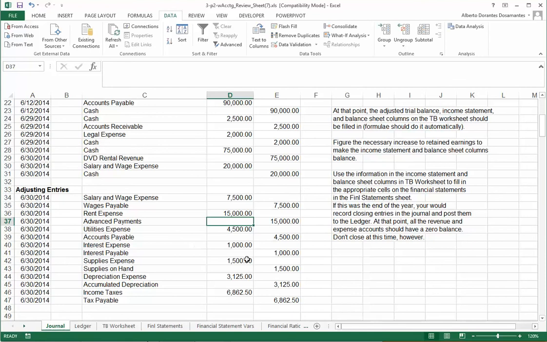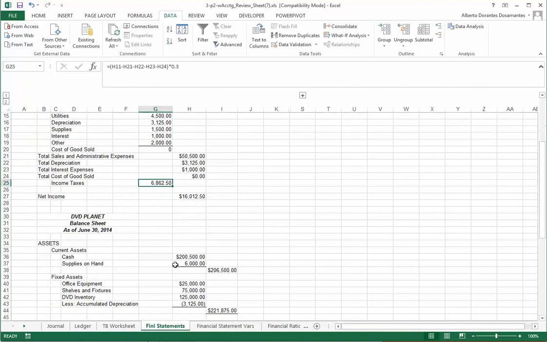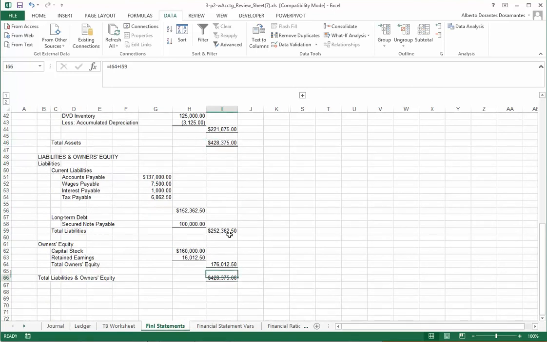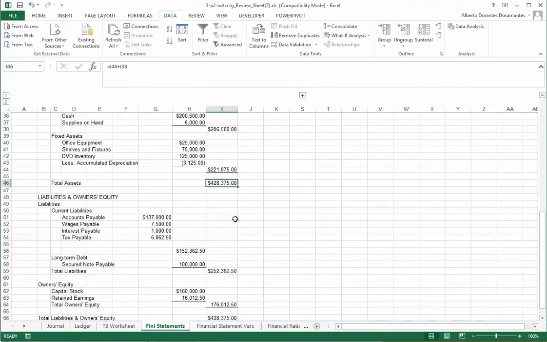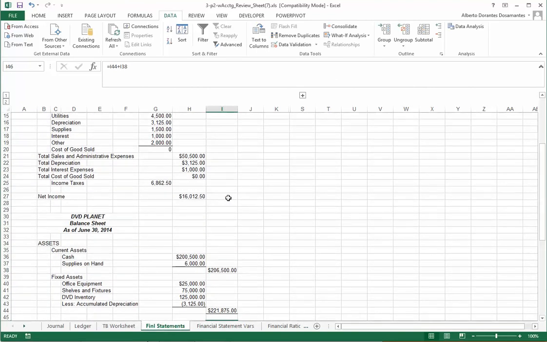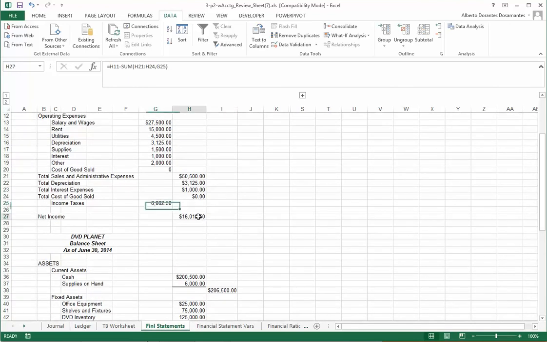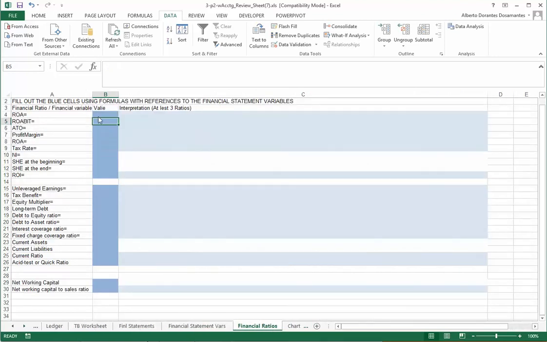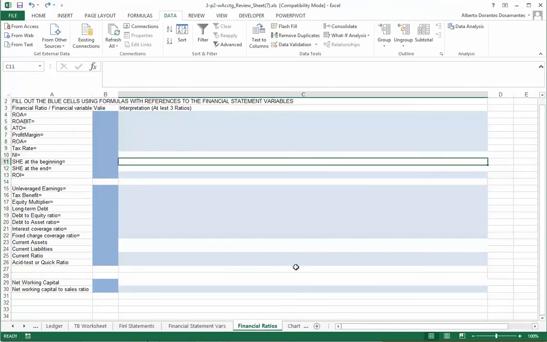And then once you do this, you have to check that your balance sheet balances. You have a total of 428,375. That is exactly the same, okay. And if you follow my steps, you should be able to have exactly the same balance sheet, okay, with the same income tax, with the same net income of 16,012.50. Okay, now what the rest that you have to do is to fill out the financial statement variables. Then you have to read my note about financial statement analysis, and also you have to calculate the ratios according to my reading and according to this business case. I hope you got the idea.